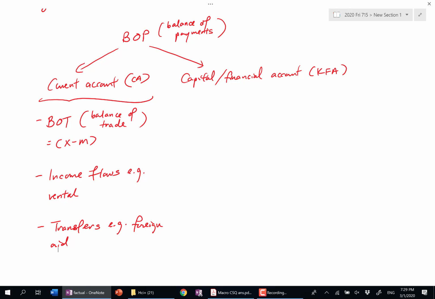This is introduction. I'm not value adding. I'm just like a Google Home that repeats what you want. Okay, that's all. Capital and financial account.